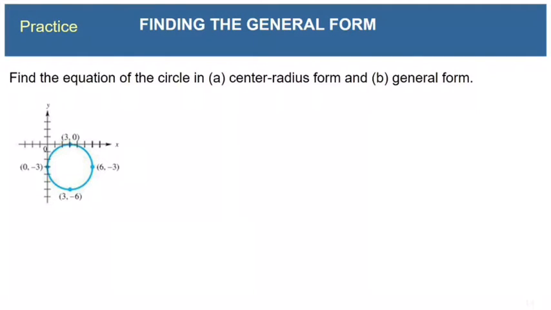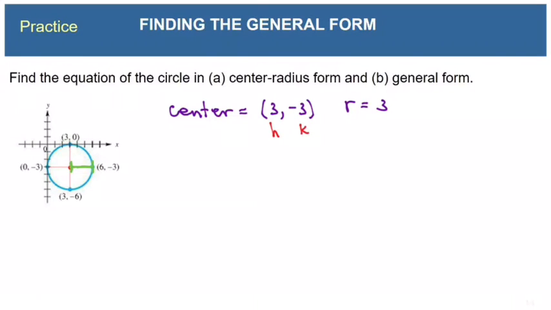Here's a practice one that you can do by yourself before we go through it together. And if you've had a chance to do that, now let's go through it together. So this one says find the equation of a circle in center radius form and then general form. So the center is going to be at 3 comma negative 3, and the radius is going to be 3. So now this is our h and this is our k.